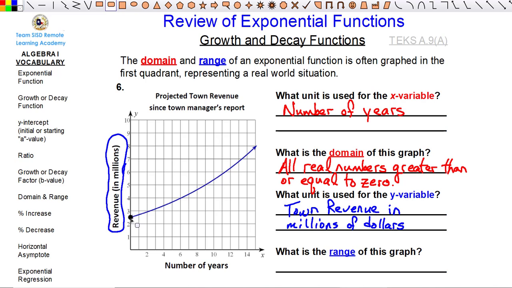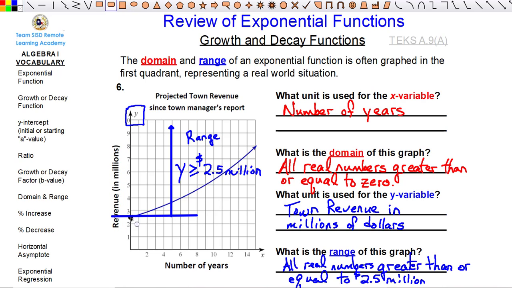Because it looks like it's going to go up. Well, I'm going to eyeball it at 2.5. So we're going to say that the range is all y values greater than or equal to 2.5 million. All real numbers greater than or equal to 2.5 million. Starts at 2.5 and goes up from there on. Never goes below 2.5.